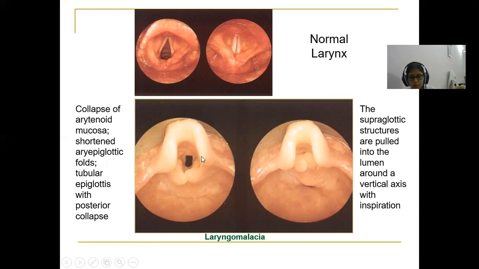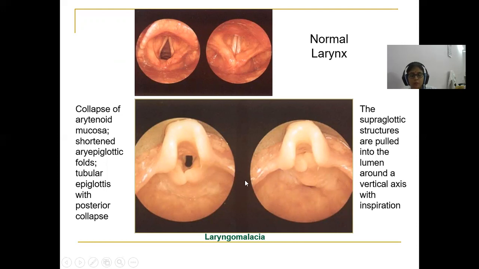That's the omega-shaped epiglottis. So what exactly happens is the supraglottic structures are pulled into the lumen around the vertical axis during inspiration. So the airway is narrowed. So the child will have noisy breathing whenever there is inspiration, and it aggravates when the child cries, as well as when the child is in supine position. It is relieved in prone position.